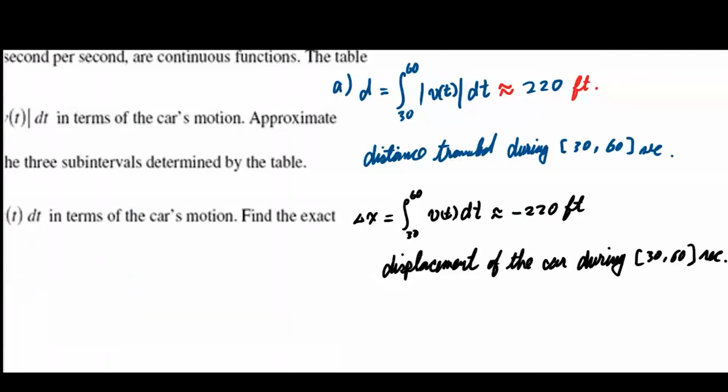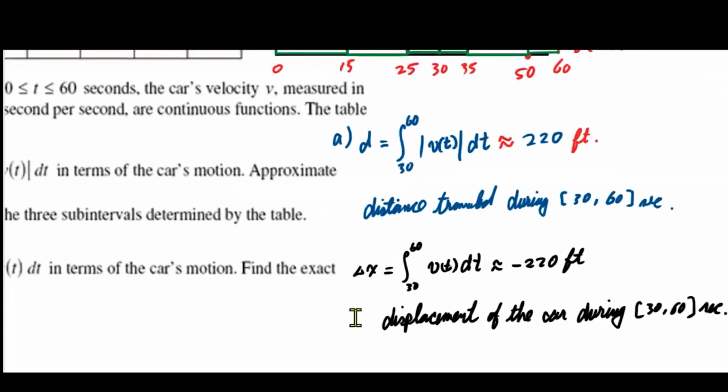How about that? You get it? This is a huge concept in calculus. The integral of velocity gives you the displacement, and the integral of the speed, the absolute value of velocity, gives you the distance. Don't mix those two up. I'll take points on the test.